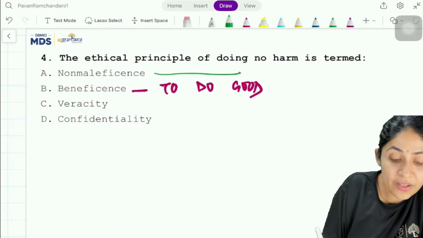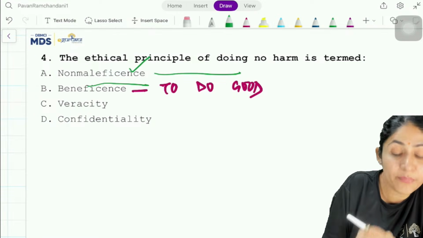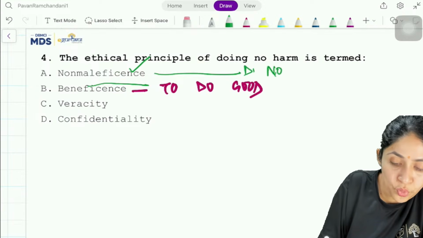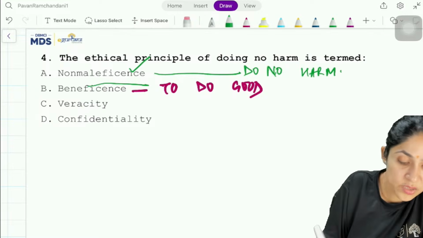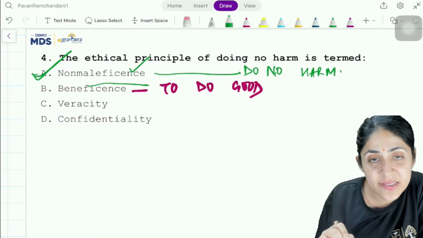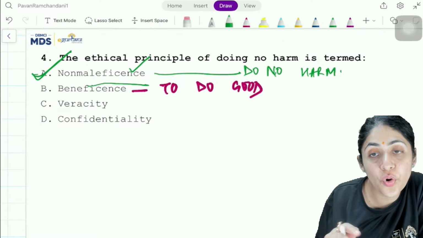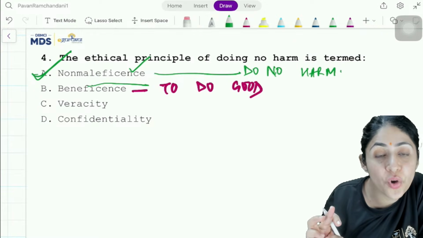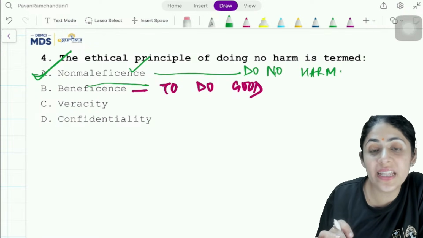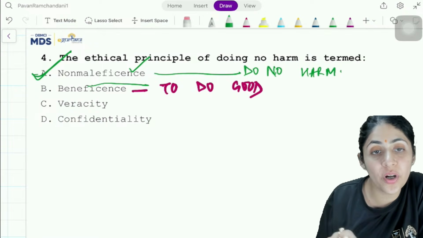Non-maleficence. Maleficence is being malefic. So you do no harm to the patient. This is what is asked. That is non-maleficence. This simply stated principle is: do not kill the patient, do not cause any pain, do not cause any suffering, do not incapacitate the patient and do not deprive.